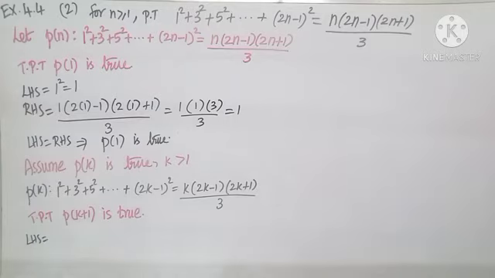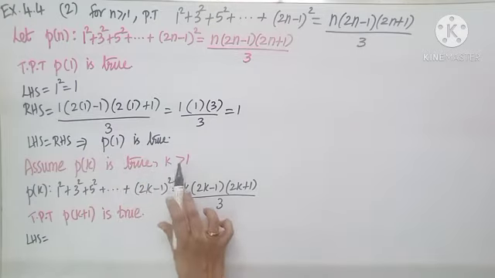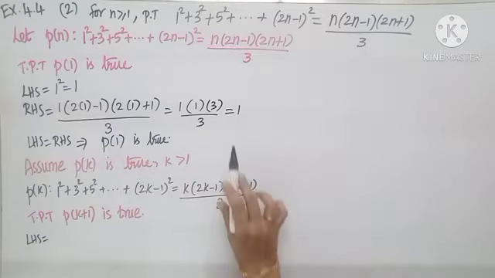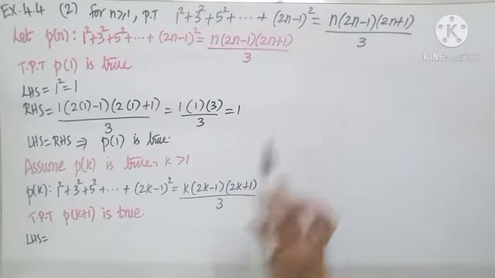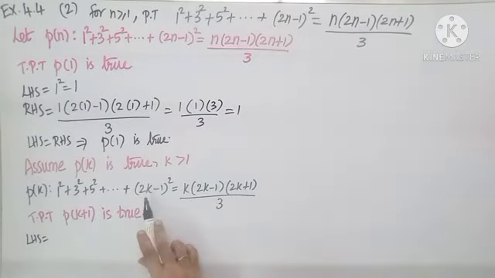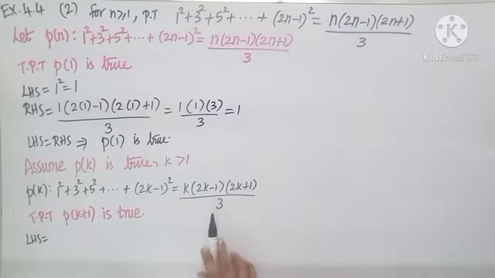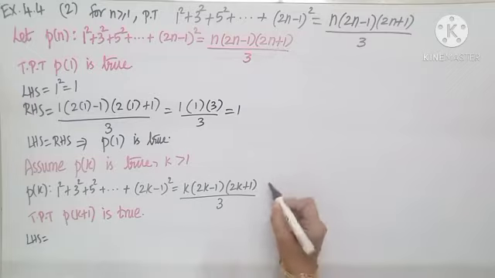The next step, assume P of K is true for K greater than 1. K equal to 1 is proved here. So we will assume K is greater than 1. Consider the given statement as it is. Wherever n is coming, we will put K. K, 2K minus 1, 2K plus 1 by 3. We just replace n by K and assume the statement is true.